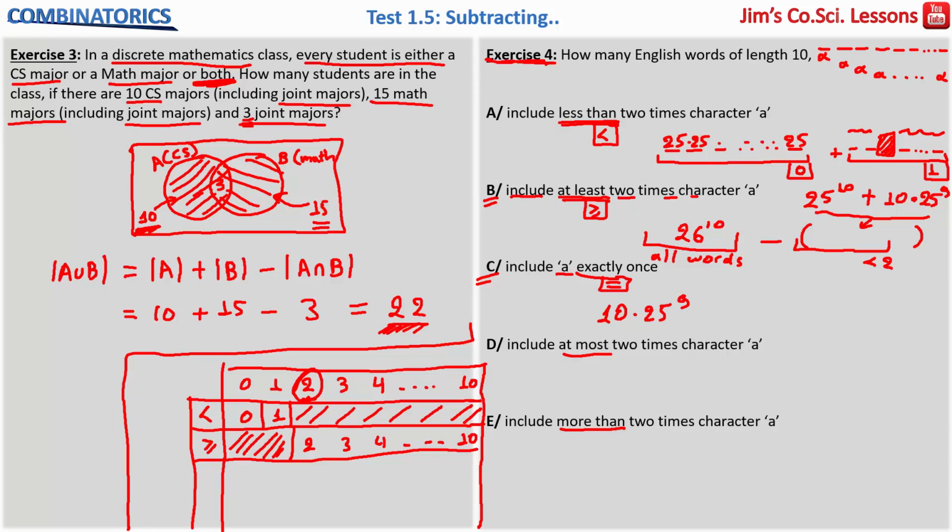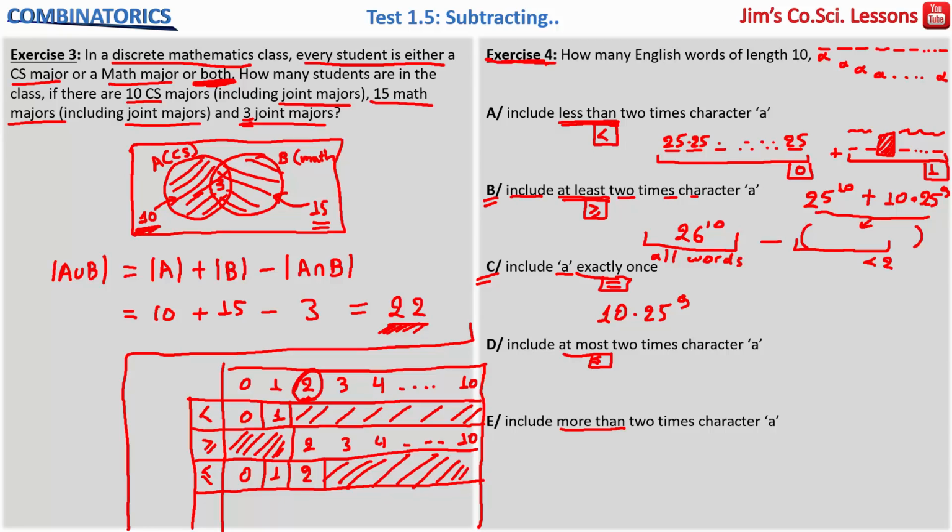Next question, include at most 2 times character A. So we have this symbol, less than or equal, and if we fix another row in our table, we have that the variable options are 0 or 1 or 2, and excluded are all of them, 3, 4, 5, up to 10.